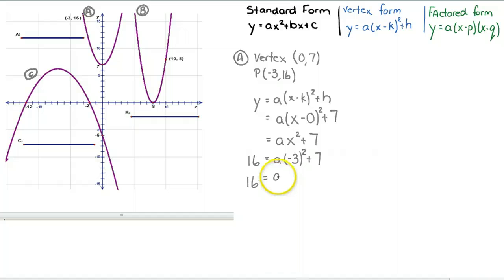16 is equal to 9a + 7. Watch that, -3 squared is positive 9. So I have 16 minus 7 is 9, equals 9a. Therefore a is equal to 1. Thus the name of that relationship is y = (x - 0)² + 7, which more appropriately would be written as y = x² + 7.